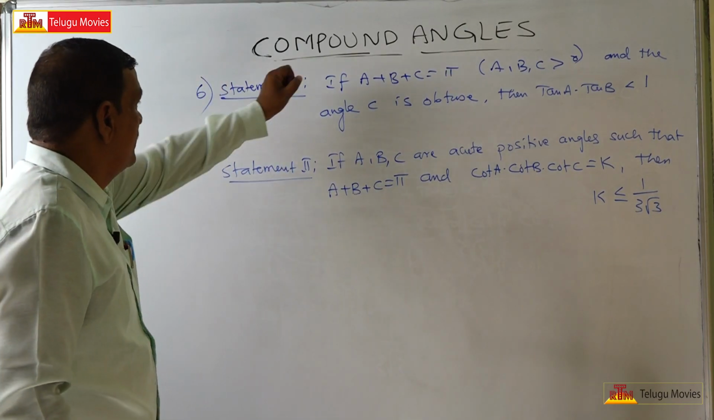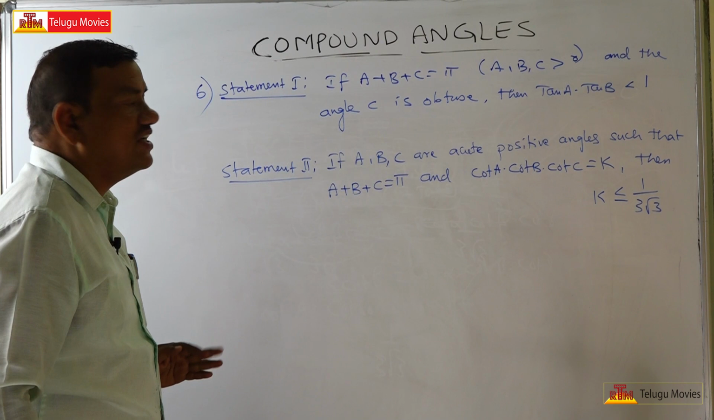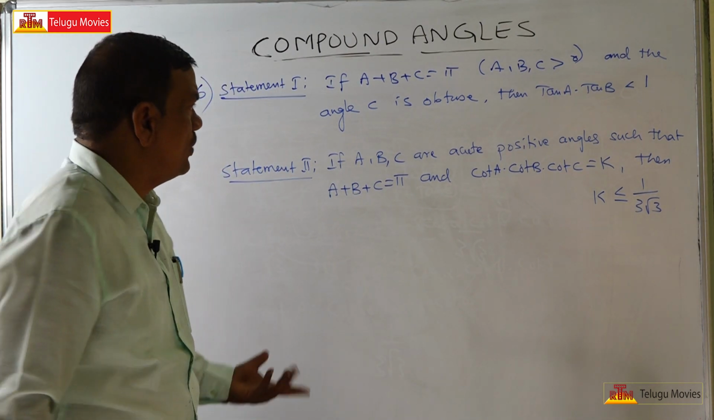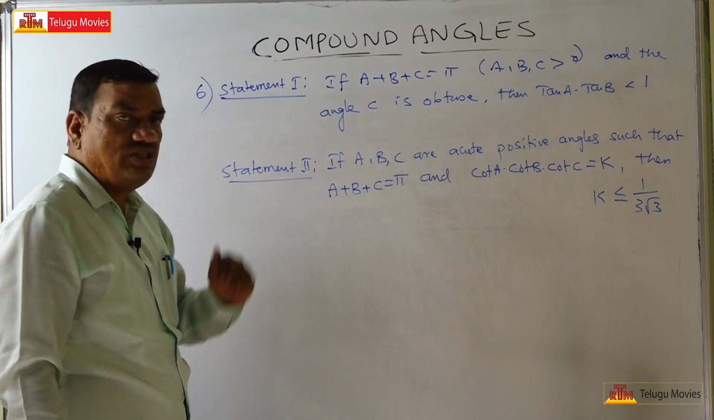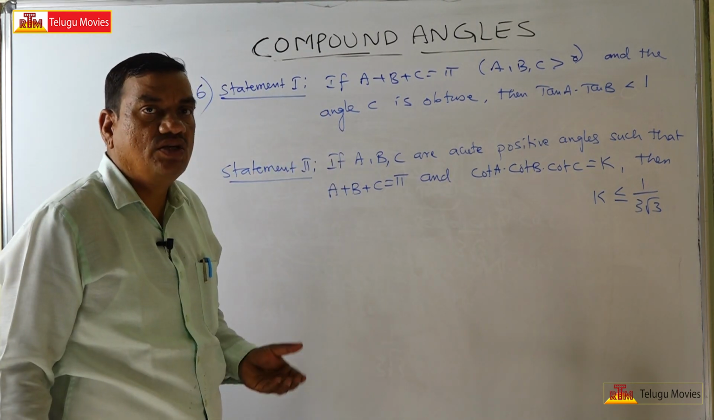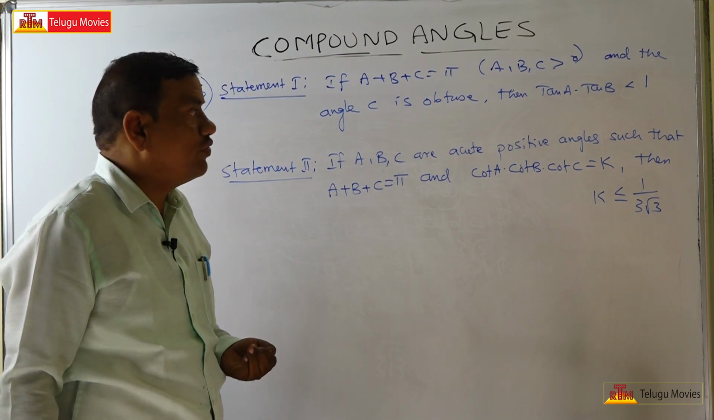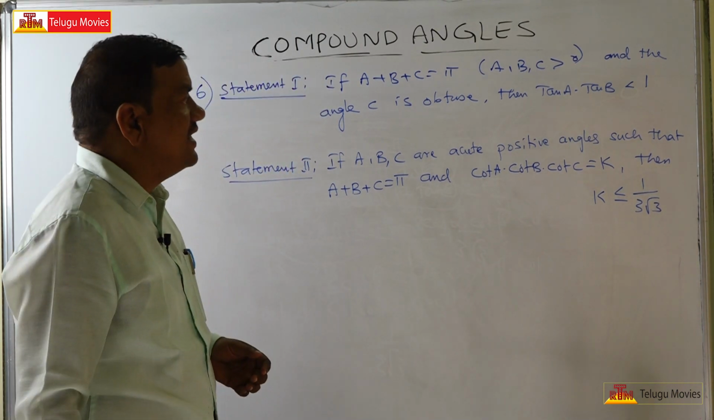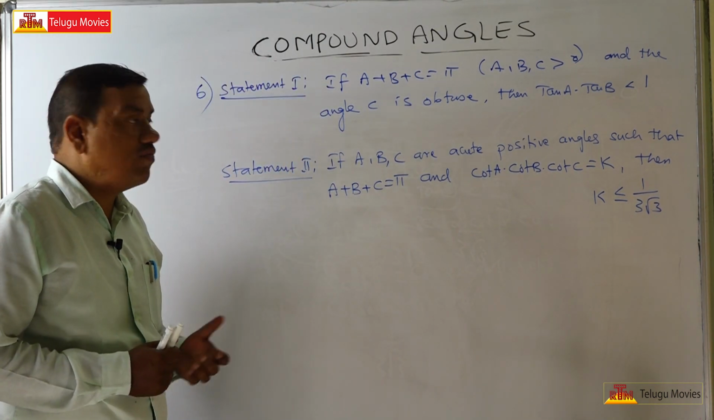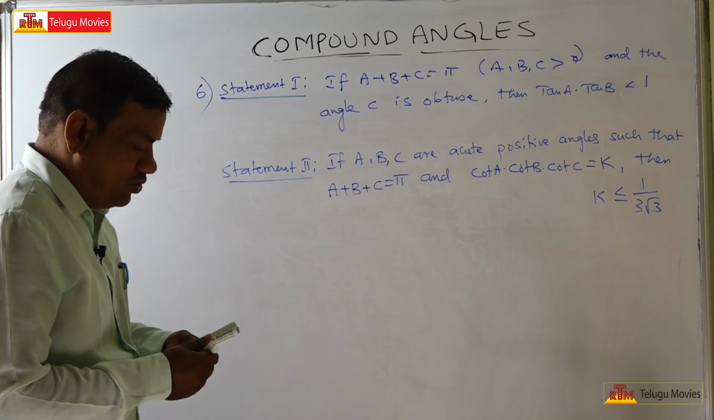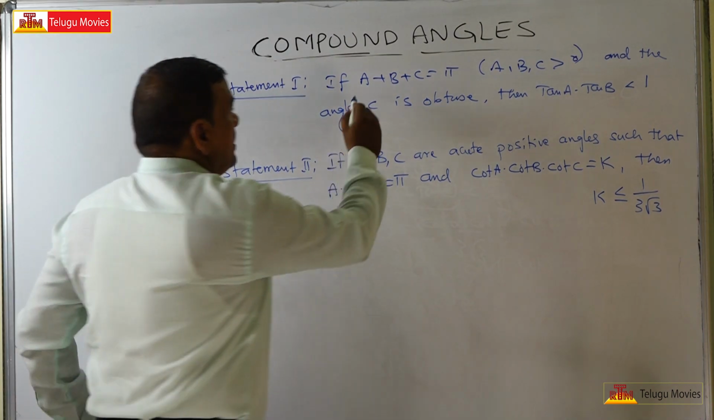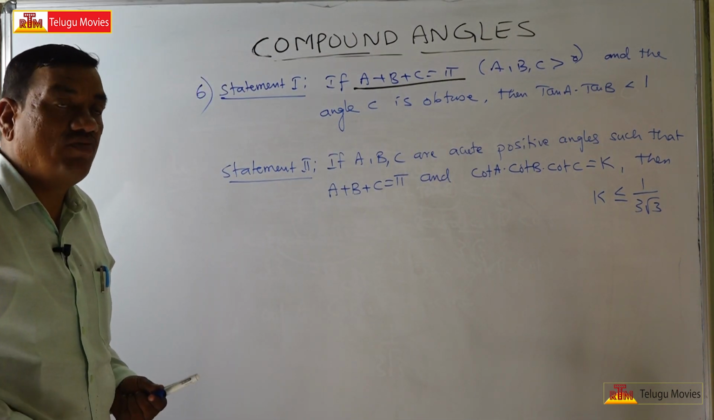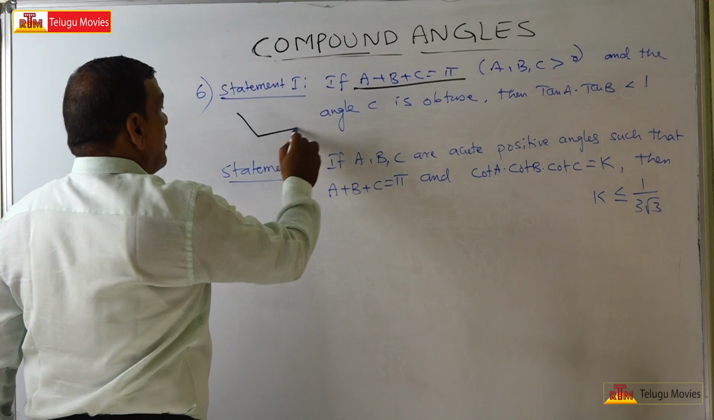Welcome to the next problem. Here there are two statements, statement 1 and statement 2. We have to say which of the statements is true and which is false, that means a true or false type. The first statement is: if a plus b plus c is equal to pi, where a, b, c are positive angles and the angle c is obtuse, then tan a into tan b is less than 1. Is it true or false? Now let us see the first statement. He has given that a plus b plus c is equal to pi. That means a, b, c are the angles of a triangle. Angle c is obtuse.